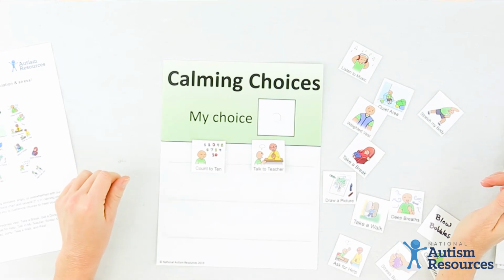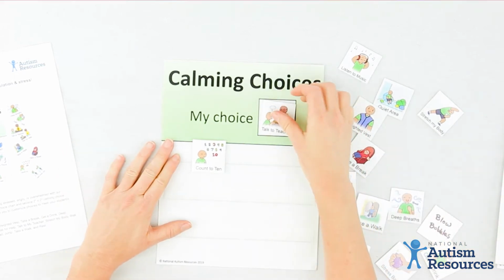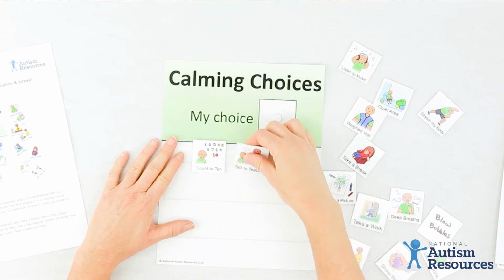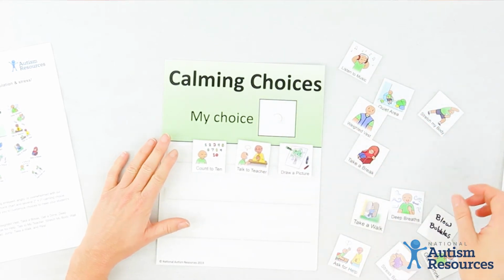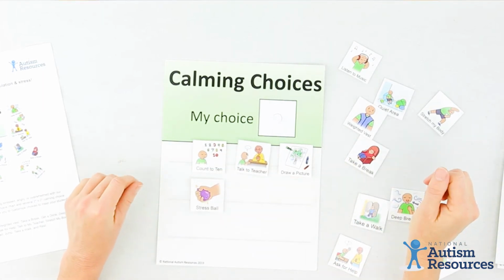You can also say another calming choice is you can talk to somebody. You can come talk to your teacher. So that's an option for your student. As your student learns these different options, you could add more. Draw a picture. Squeeze a stress ball.